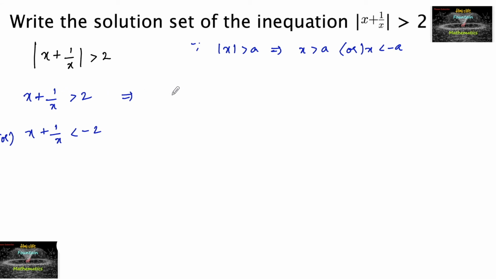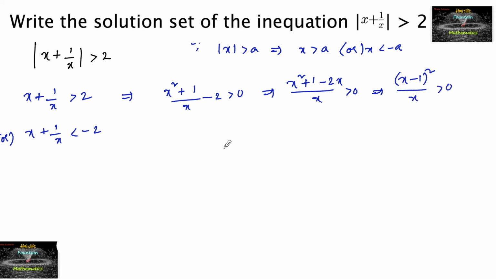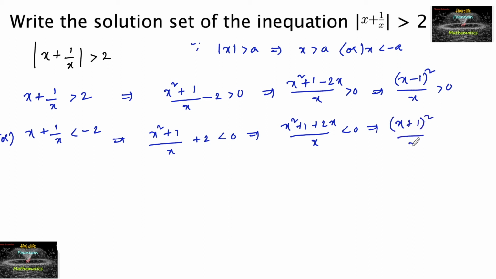So for x plus 1 upon x greater than 2, we can write x square plus 1 upon x minus 2 is greater than 0, which implies x square plus 1 minus 2x upon x is greater than 0, or we can write x minus 1 whole square upon x is greater than 0. And in the second case, we can write x square plus 1 upon x plus 2 is less than 0, or x square plus 1 plus 2x upon x is less than 0, that is x plus 1 whole square upon x is less than 0. So from 1 and 2, take this as first and this as second.